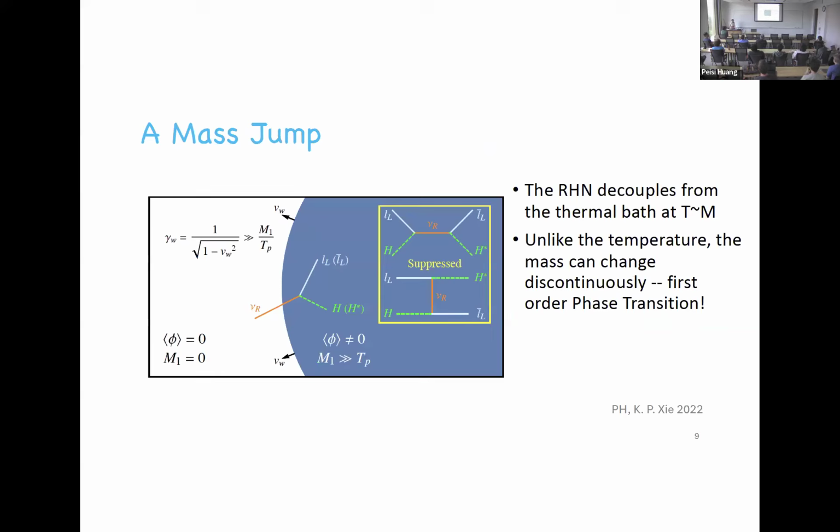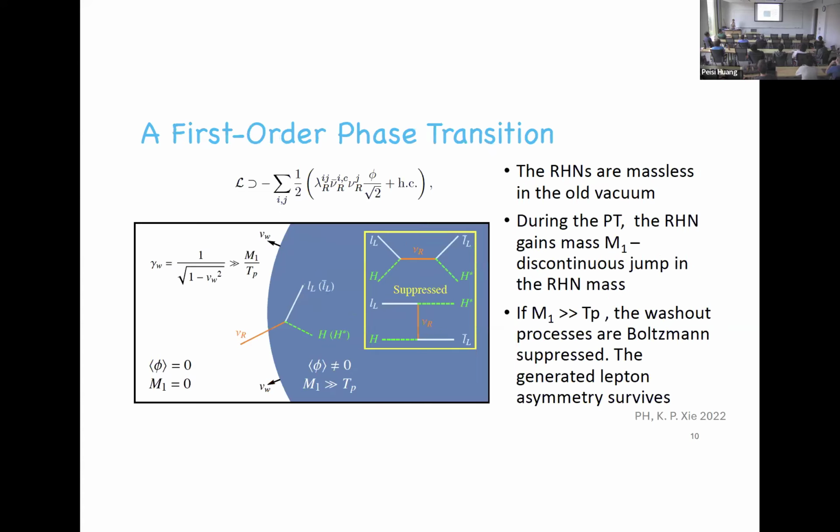Well, it is difficult to change the temperature discontinuously. There are two sides of this equation: the cosmic temperature, and the mass of the right-handed neutrino. It may be difficult to change the cosmic temperature discontinuously, but the other side of the equation, the mass, can change discontinuously through a first-order phase transition. It is straightforward to do that. We just couple the right-handed neutrino to a scalar field that undergoes a strong first-order phase transition.